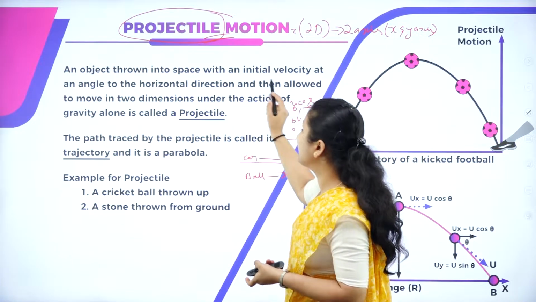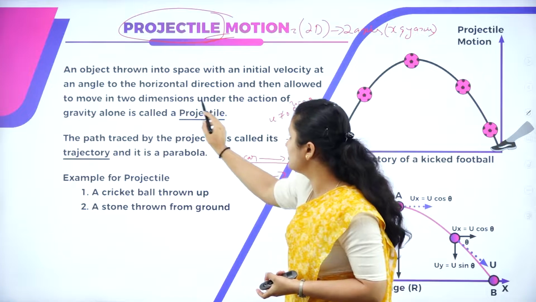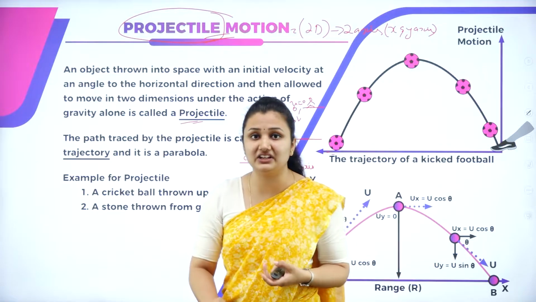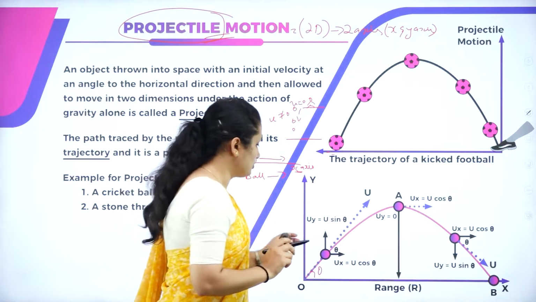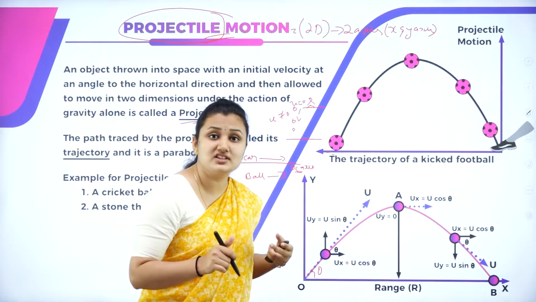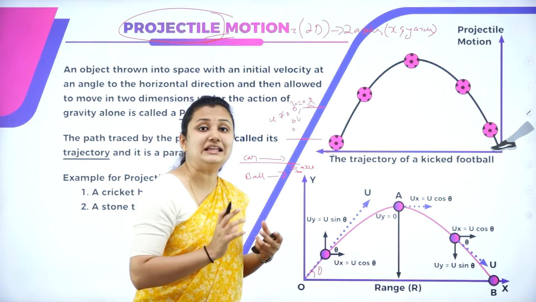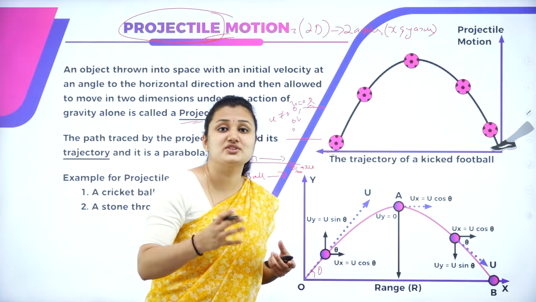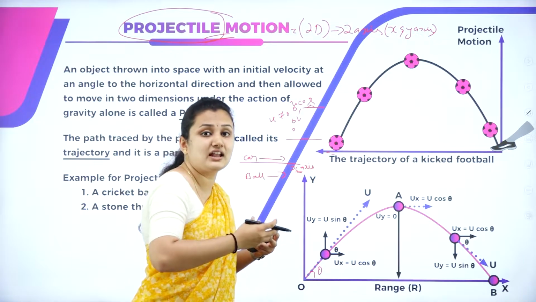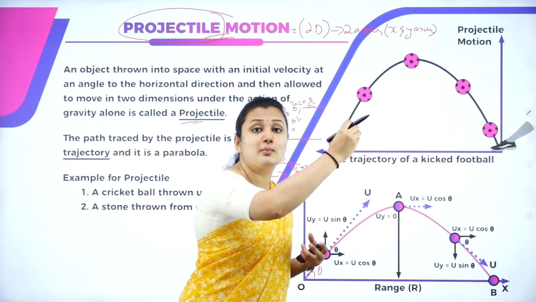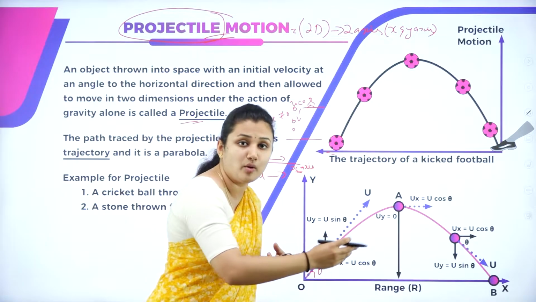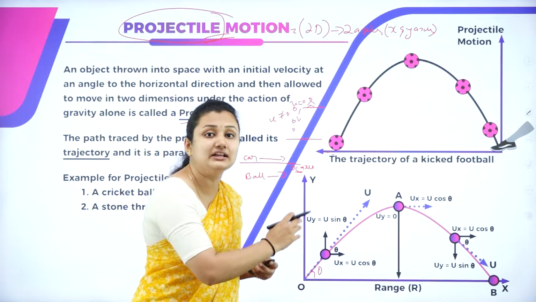A body allowed to move in two dimensions under the action of gravity alone is called a projectile. So, I am throwing the ball into space from the x-axis. For the body to move, I am applying an initial velocity, the velocity of projectile u. The body will move first along the vertical component, reach a maximum height at a certain point, and then come back to the horizontal component, the x-axis, making an angle theta.